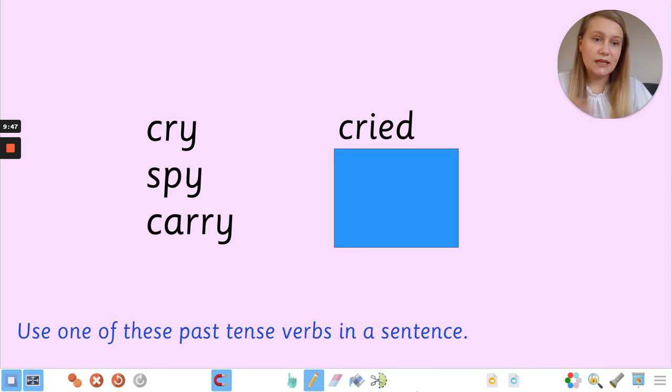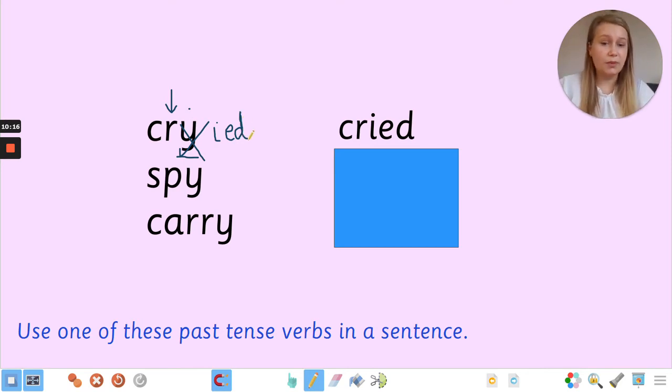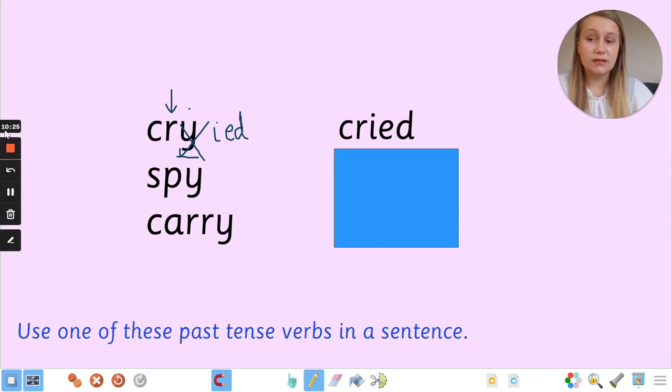We know that we often need ed at the end to make a verb into its past tense form. We're quite confident with that. But we also know that if a word ends in a y, okay, we might need to think this through a little bit more. So if a word has got a consonant before it and then the letter y, we are going to have to swap our y for an i and add ed. Okay, so cry will become cried. I'd like you to have a little go at changing the words spy and carry into their past tense form. Please pause the video and have a try now.